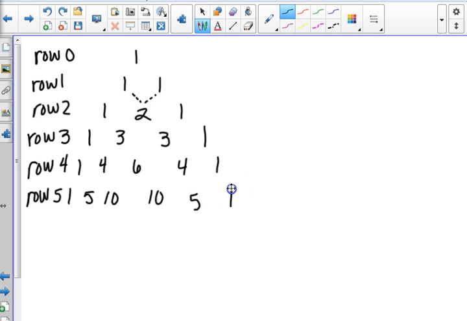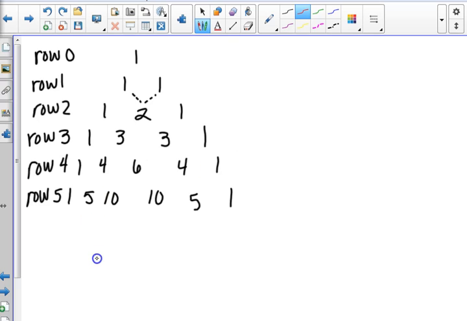Okay, tell me some things you see. There's 1s on all the outside. What else? The next diagonal goes 1, 2, 3, 4, 5. Yes. Okay, this diagonal going this way, guys, right here: you add 2, add 3, add 4. You see that one? So there's all kinds of cool things going on.